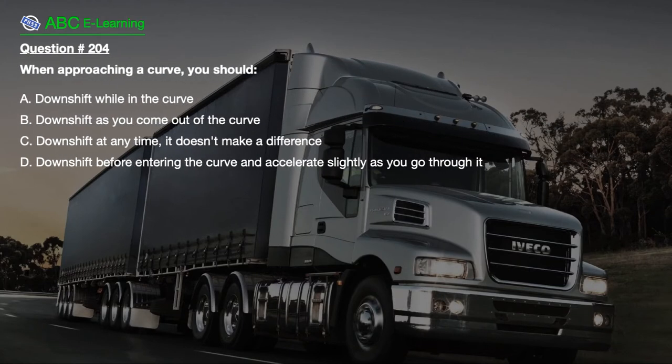Question number 204. When approaching a curve, you should: A. Downshift while in the curve. B. Downshift as you come out of the curve. C. Downshift at any time, it doesn't make a difference. D. Downshift before entering the curve and accelerate slightly as you go through it.